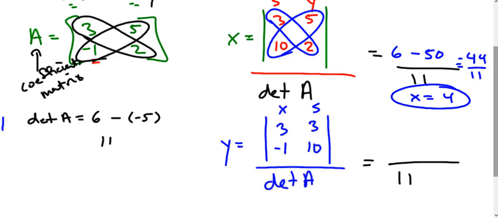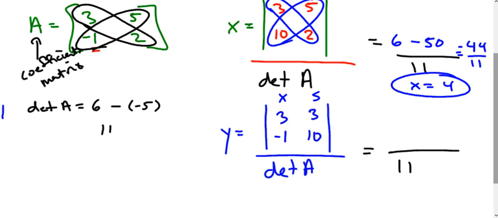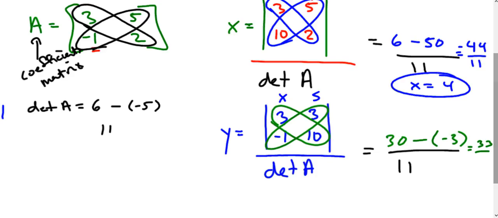To find y, I guess we could just plug x back into the equation if we want to use substitution. But we'll keep on going and find out what y is. So here we're going to take 3 times 10, which is 30, minus 3 times negative 1, which is negative 3. And so we have 33 over 11, and what is y going to equal? Y is going to equal 3.